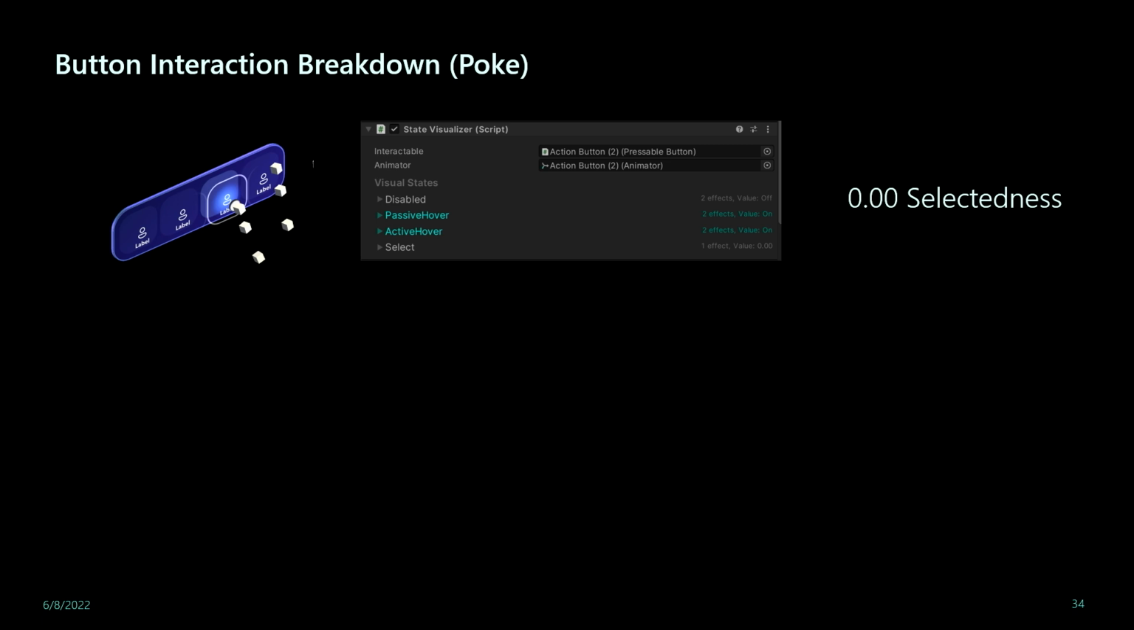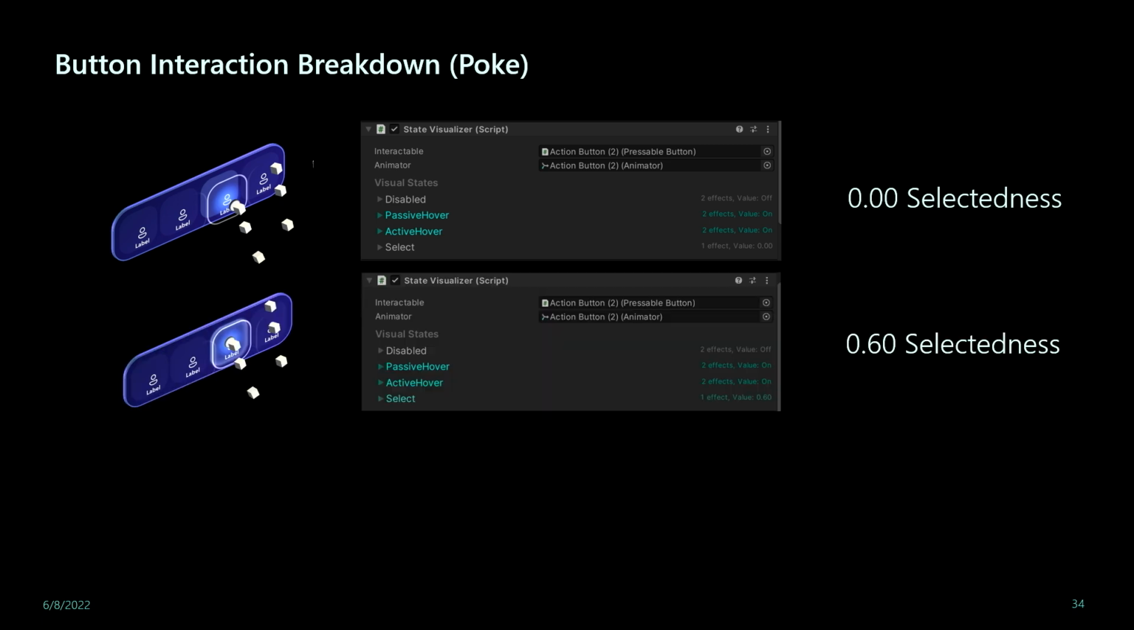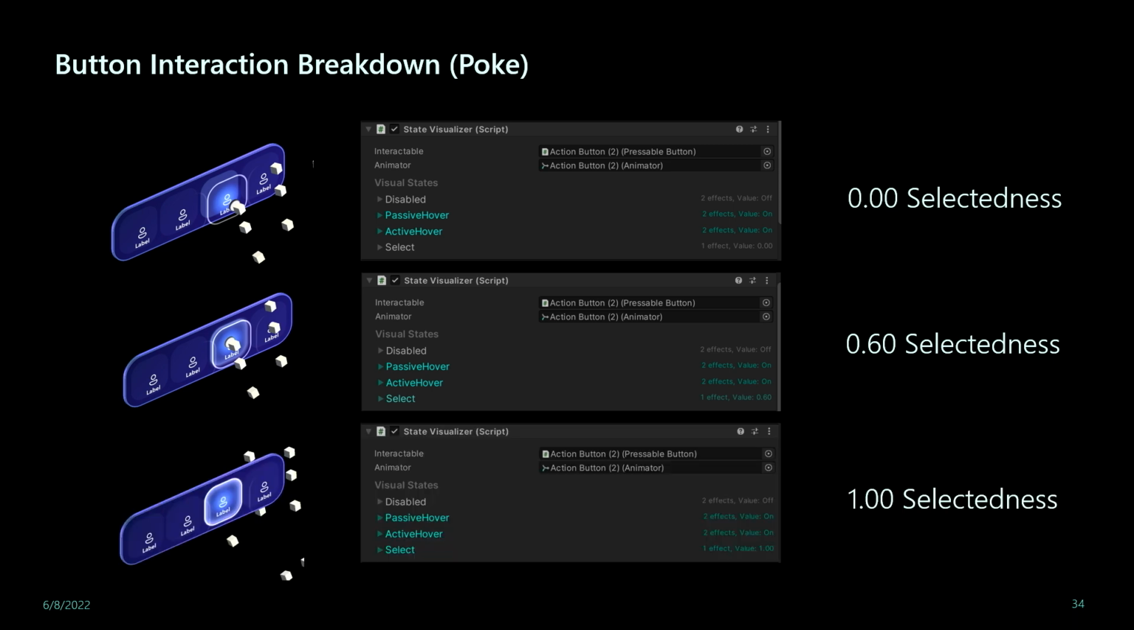It hasn't actually started pressing the button yet. As you can see, the select state is not active, but we have hover states active, and our selectedness is 0. Then, as our finger enters the button and slowly begins to depress it, we can see that our select state is now at 0.6. So we're 60% of the way through the button. We're still hovering it, obviously. And then when our finger has reached the end, we are now fully selected.